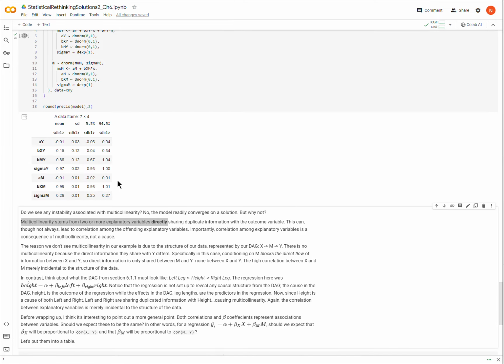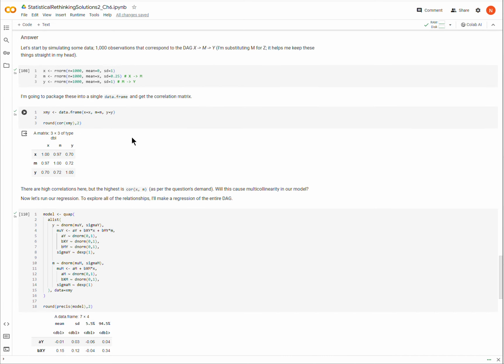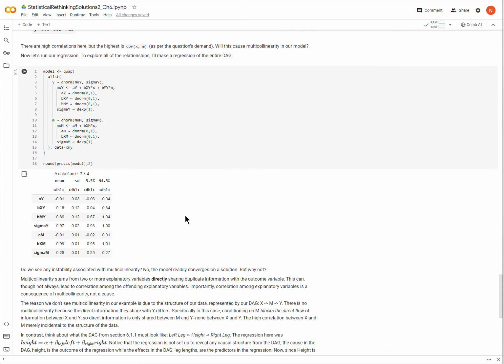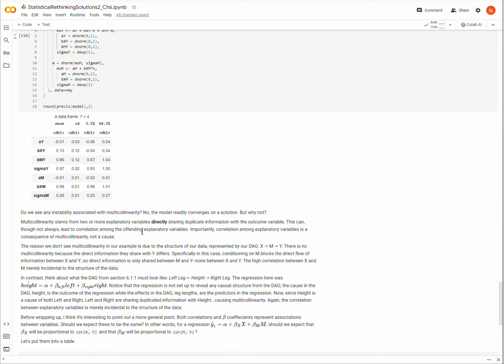be sharing duplicated information with y, and not only duplicated information, but direct information, right? In the DAG, direct information would be represented by that arrow. If I'm going through more than one arrow, it's indirect information. Multicollinearity stems from direct information being duplicated among explanatory variables to the outcome variable. But that's not what's happening with a pipe.